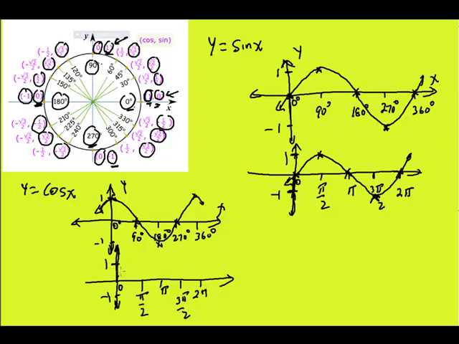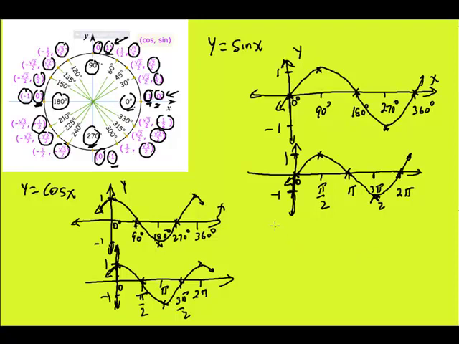Alright, in radians, cosine of 0 is 1. Cosine of pi over 2 is 0. Cosine of pi is negative 1. Cosine of 3 pi over 2 is 0. And cosine of 2 pi is 1. Ends up where it started again. So it's coming back down, coming back up, coming back down, so on and so forth. That's my cosine curve.